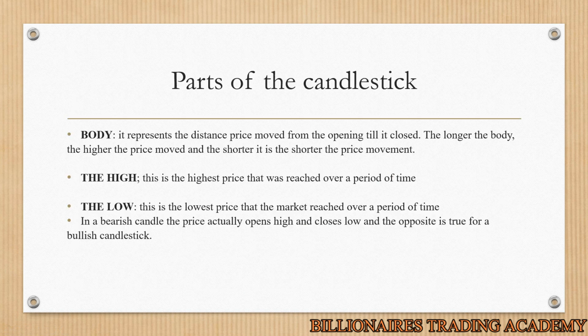The body of the candlestick represents the distance price moved from the opening till it closed. So if the body of the candlestick is bigger, meaning price moved a lot from the opening to the closing, if it's shorter, then the opposite is true. Then the high is the highest price that it reached over a period of time. Remember, one candlestick represents a particular time frame. If you're on the 1 minute time frame, that candlestick will represent the 1 minute time frame. Then the low is the lowest price point that the market reached over a period of time, whatever time period it is.